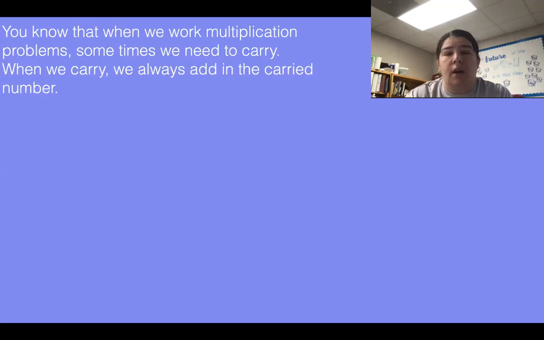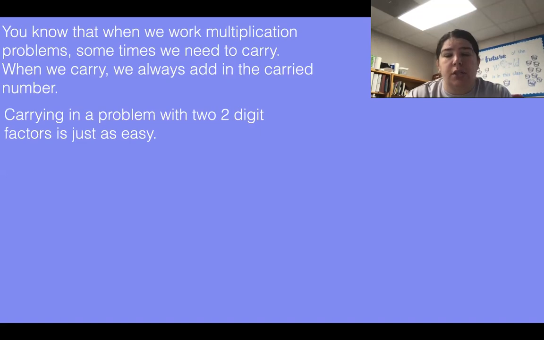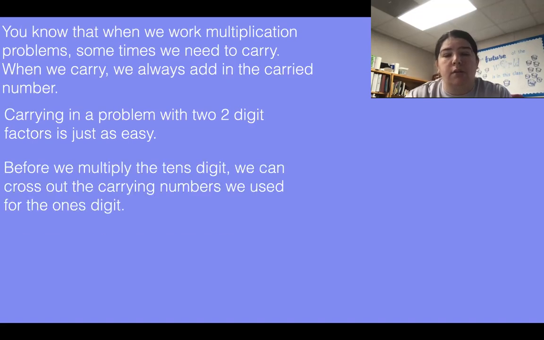multiplying with carrying. Now, multiplying with carrying. You know, when we work with multiplication problems, sometimes we're going to need to carry, just like we do in addition. When we carry, we always need to add the carried number, okay? When we carry in a problem with 2 digits, it's going to be just as easy as carrying when we add, okay, just as easy. So before we multiply the tens digit, we need to cross out the number that we carried. So here's how it's going to look.